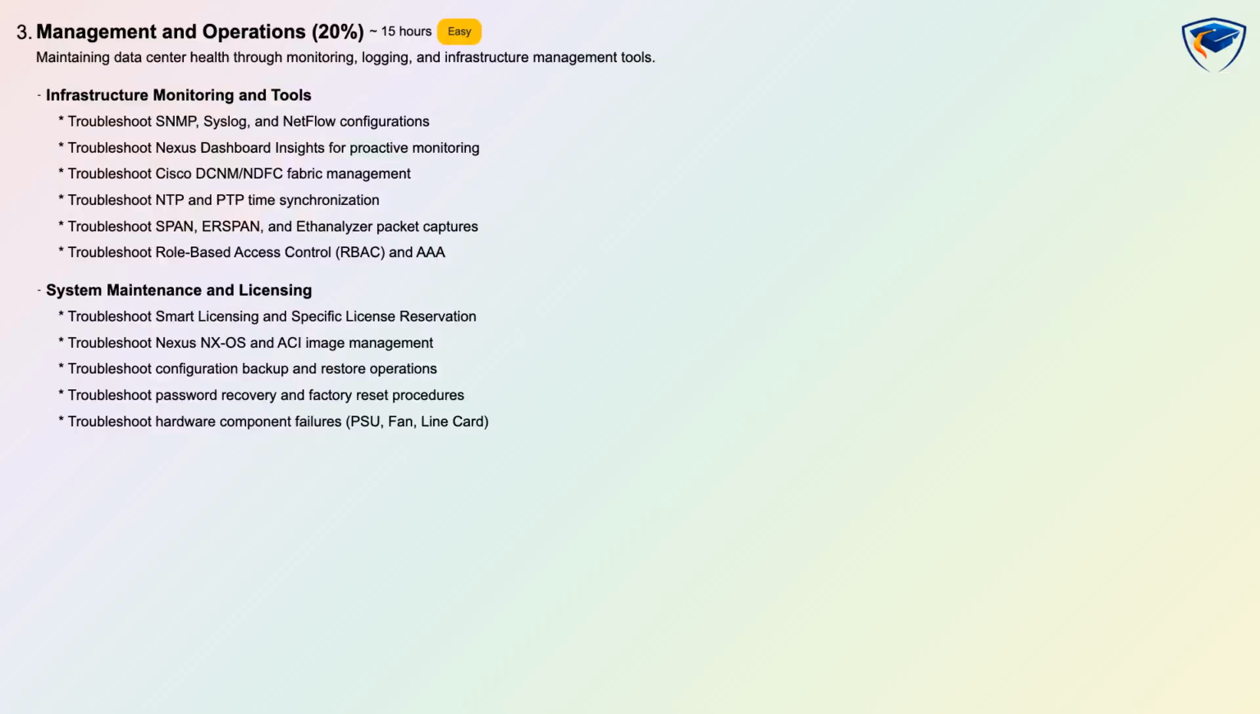Management and operations is 20% of the exam, rated easy, and requires about 15 hours of study with conceptual and scenario-based assessments focused on maintaining data center health. You will learn proactive monitoring and logging troubleshooting for SNMP, syslog, and NetFlow, and how to use Nexus Dashboard Insights and DCNM or NDFC for fabric management and proactive fault detection.